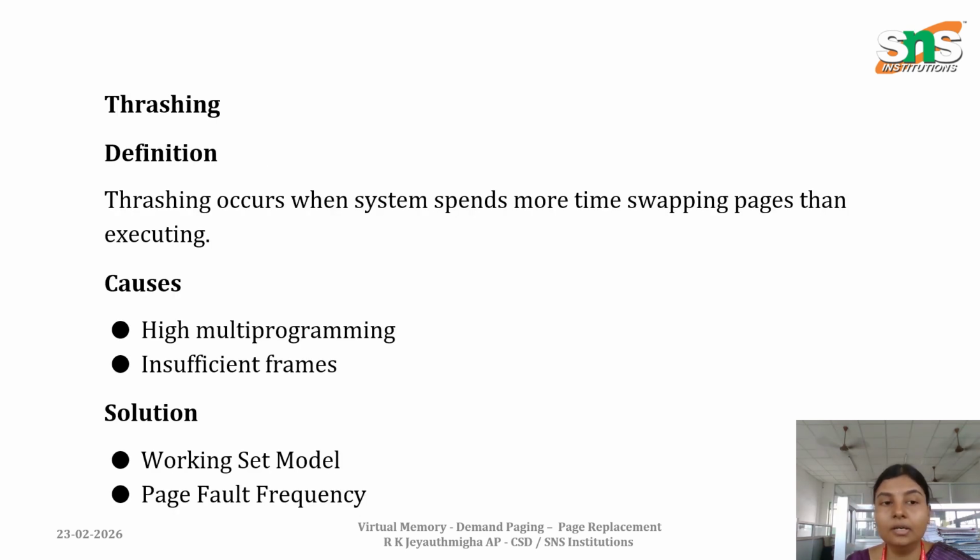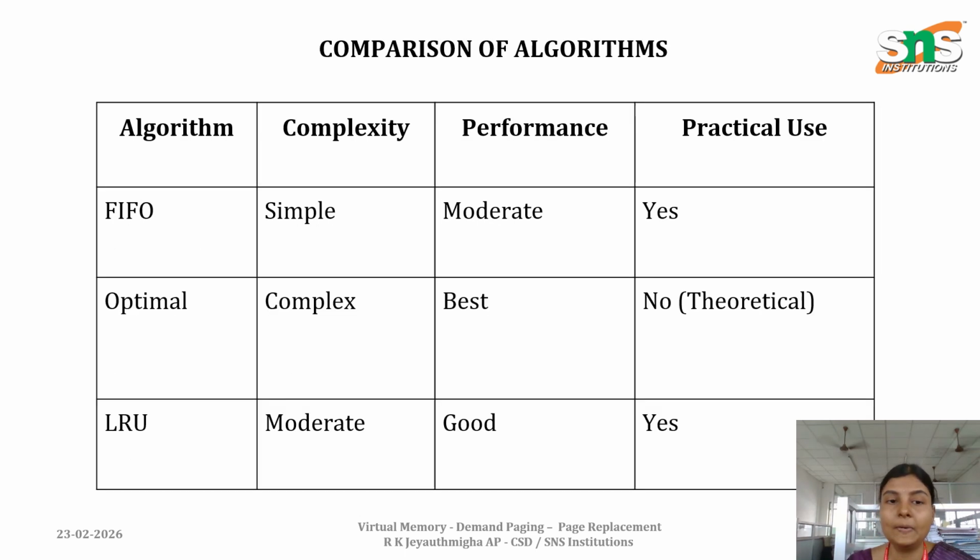Thrashing. Thrashing occurs when the system spends more time swapping pages than executing. The causes are high multiprogramming and insufficient frames. The solution is to use the working set model and limit the page fault frequency.